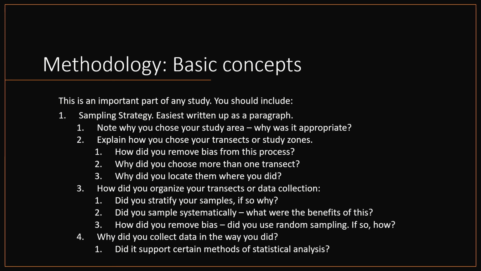Did it allow you to carry out certain types of statistical analysis? And what techniques did you use to remove bias? Did you use random sampling? If so, how? Did you use a random number generator? Was it a digital one? Was it a paper-based one? What were the benefits and negatives of that? Did you use a belt transect to sample within that belt transect randomly? There's all sorts of stuff there, but you do need to make sure that you communicate thoroughly your sampling strategy.